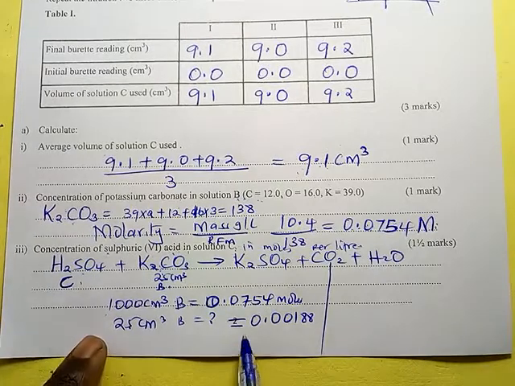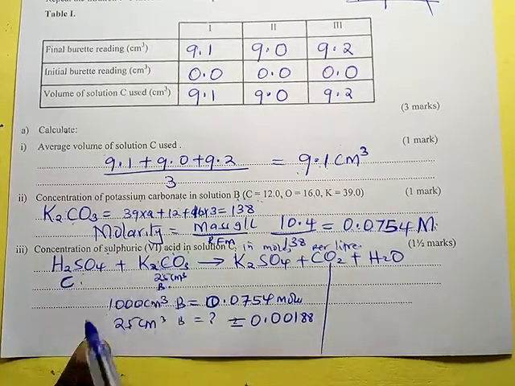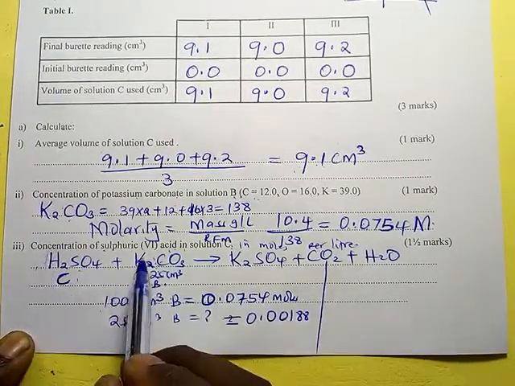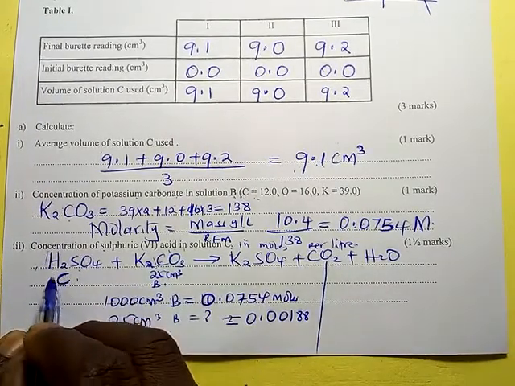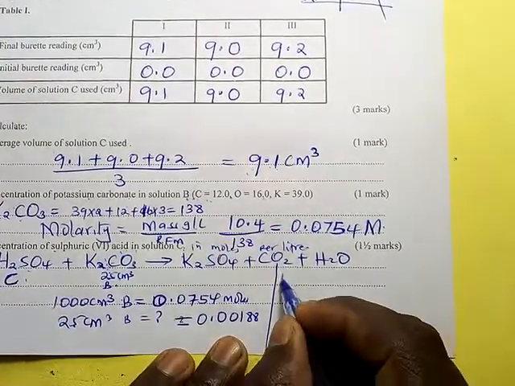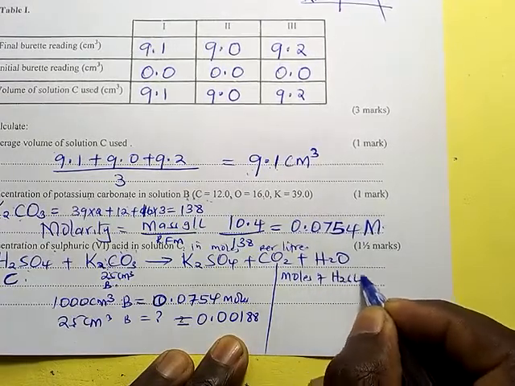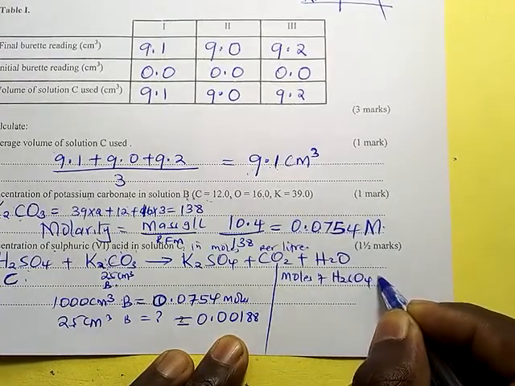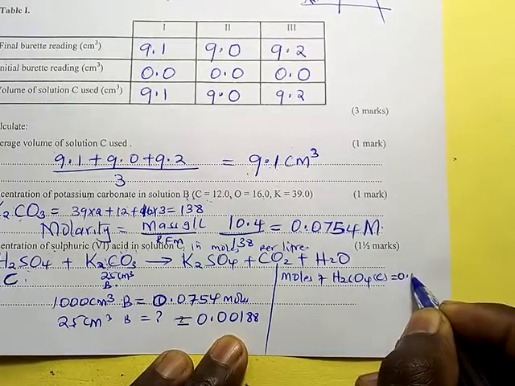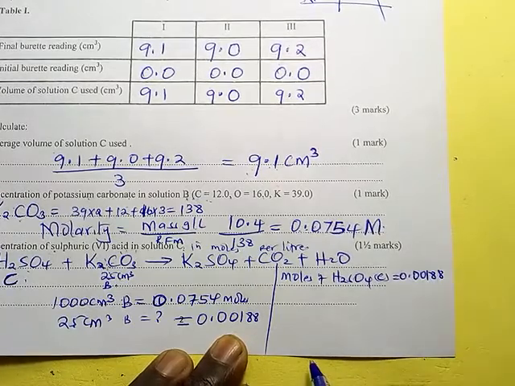Before that, we need to know the relationship between this and this. The ratio is 1:1, meaning that the moles of C is the same as this one, because the ratio is 1:1. So moles of sulfuric acid in solution C equal to 0.00188, because the ratio is 1:1.